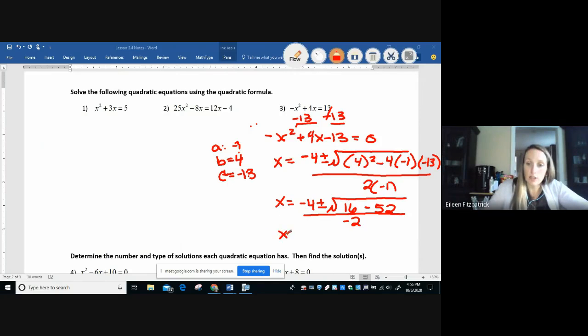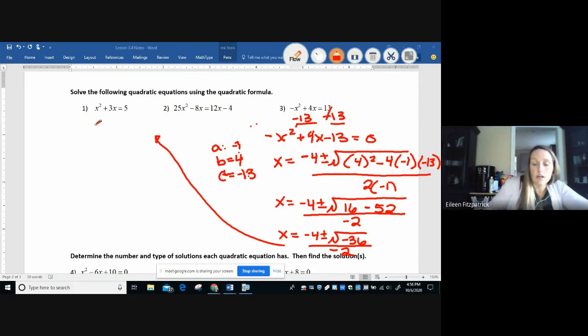Do the subtraction under the radical. So negative 4 plus or minus the square root of negative 36 over negative 2. Okay, so the negative 36, that is imaginary, but it is also a perfect square, right?